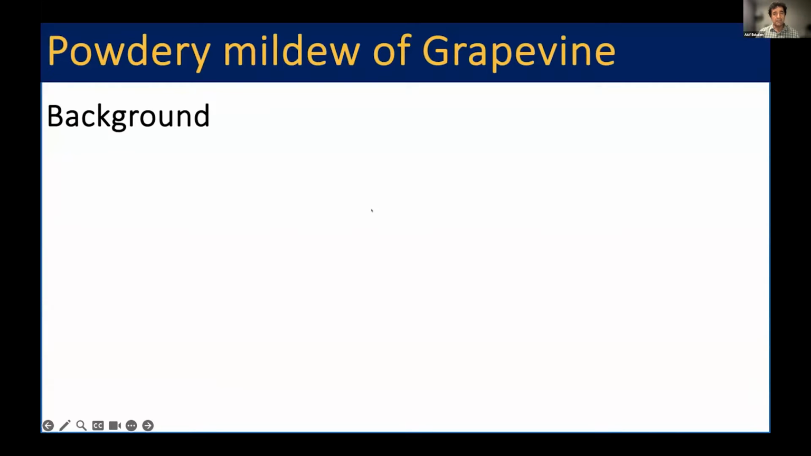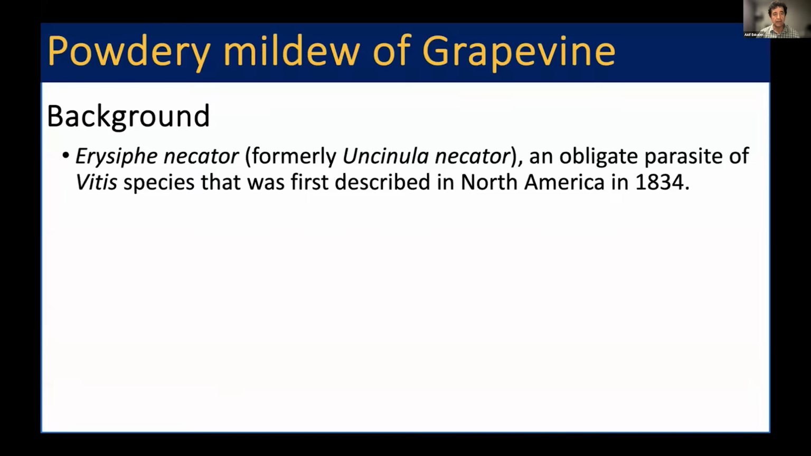So a little bit more background information about the powdery mildew. The scientific name of this disease is Erysiphe necator, formerly known as Uncinula necator. Both names are correct, but the most common name right now is Erysiphe necator. It is a fungal pathogen. It is an obligate, which means it requires a living organism to survive. It cannot survive without any living organism.